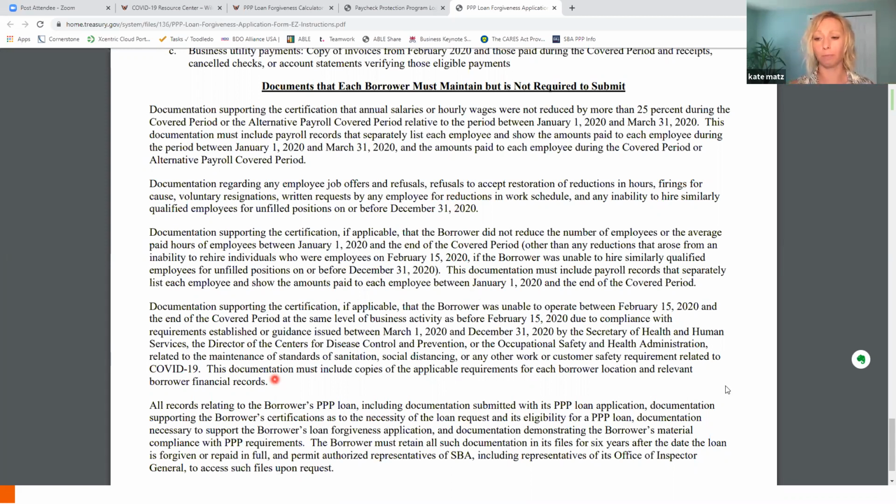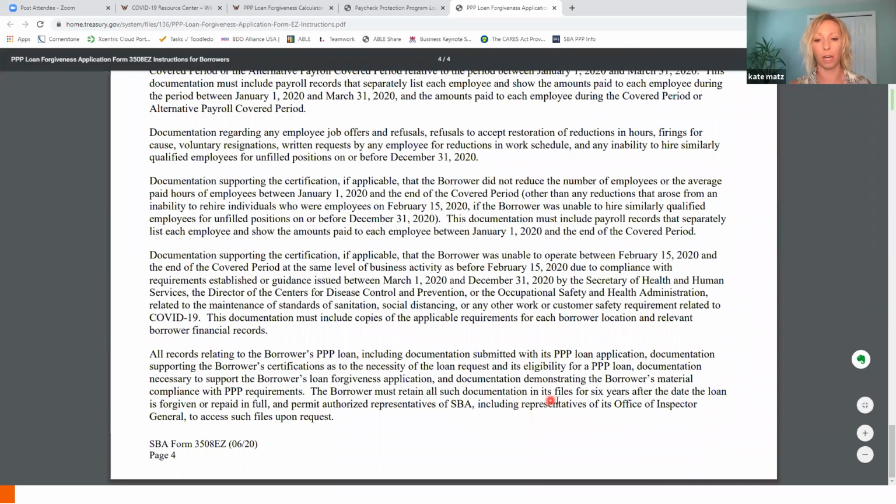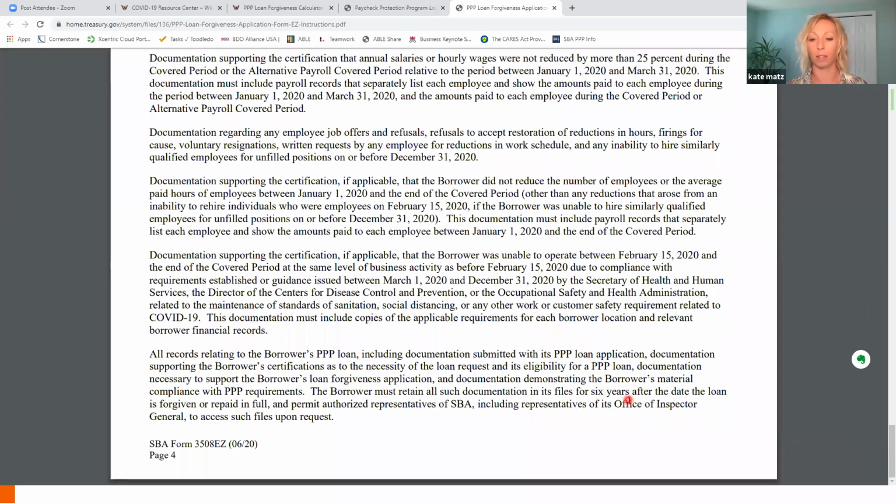The very bottom here says that you should retain all of that information in your files for 6 years after the date that the loan is forgiven or repaid in full. So this isn't something you're just gonna keep around and toss at the end of the year. 6 years is the timeline that the SBA has to come back and do an audit of your loan. So you'll want to keep that documentation for that full 6-year time period.